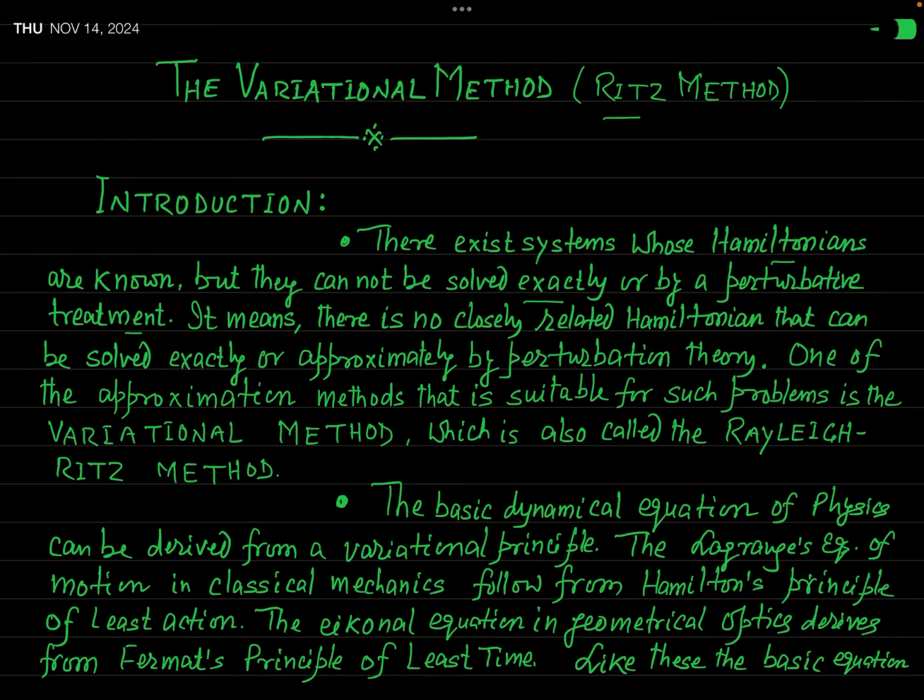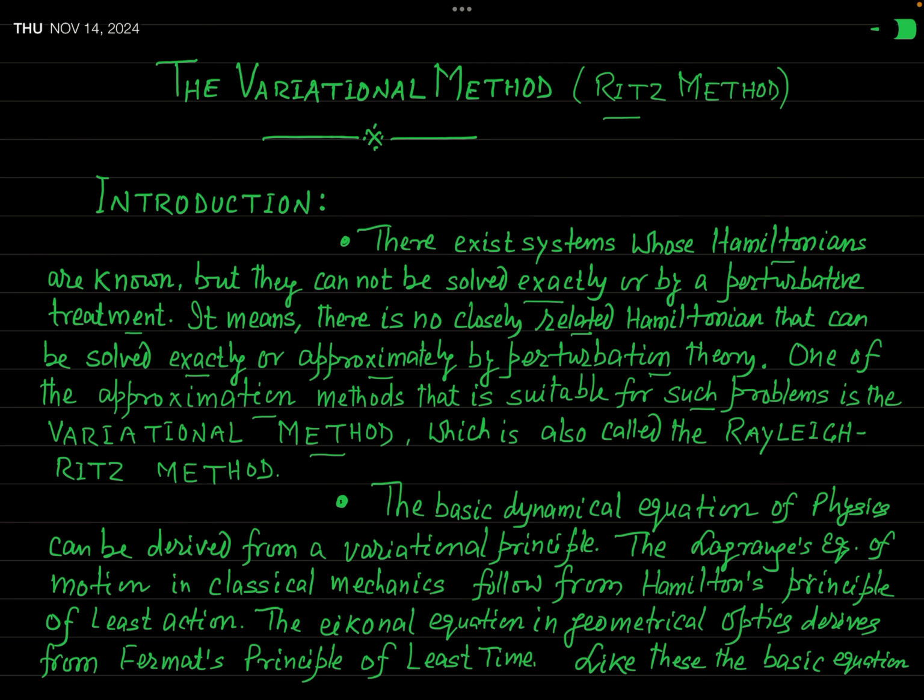When you talk about this, it means there is no closely related Hamiltonian that can be solved exactly or approximately by the perturbation theory. So in this condition, definitely we will seek another approximate method to solve such problems. And in that very condition, one of the most important approximation methods that is suitable for such problems is the variational method. And as I have told you earlier, this method is also called the Rayleigh-Ritz method. Okay.